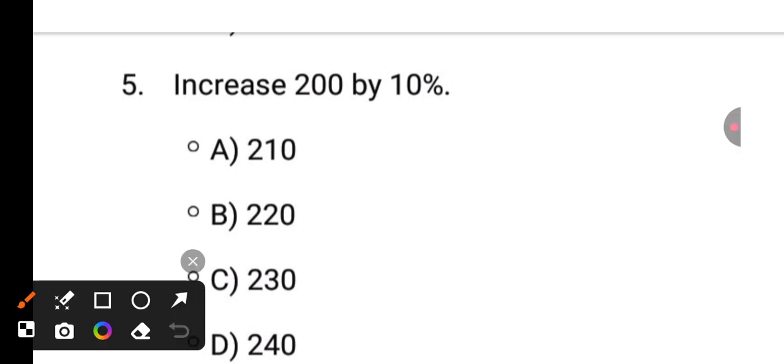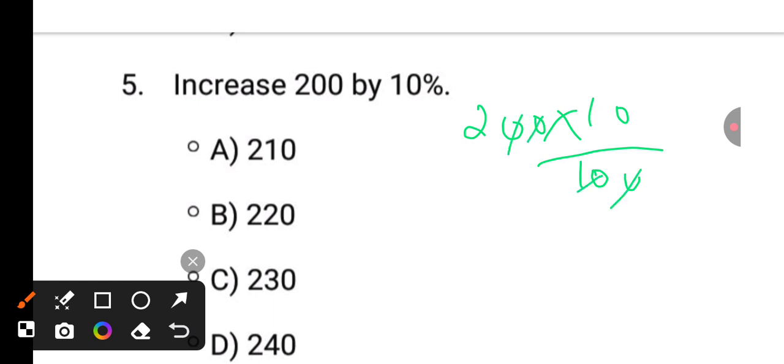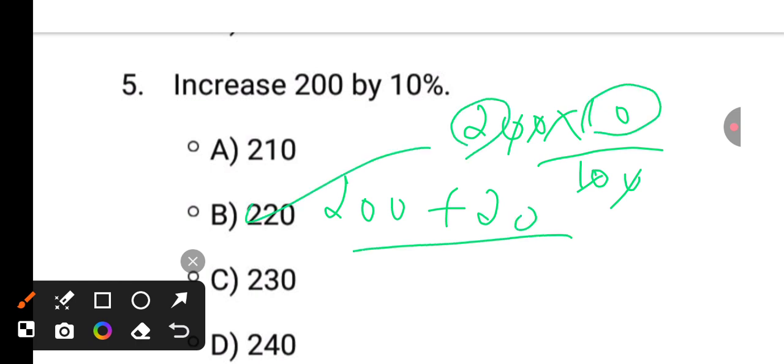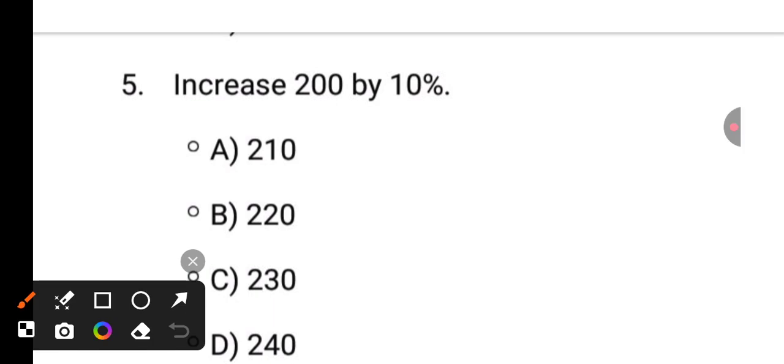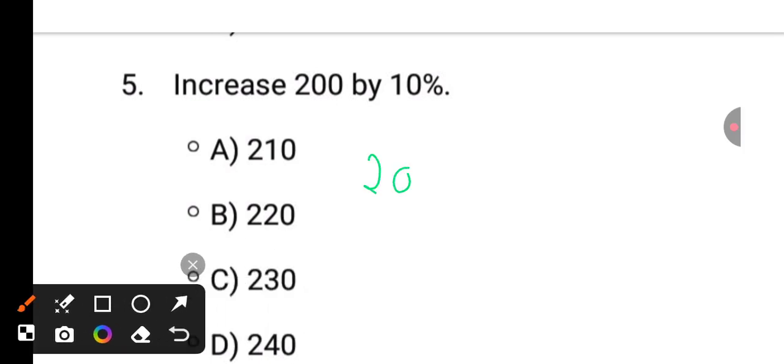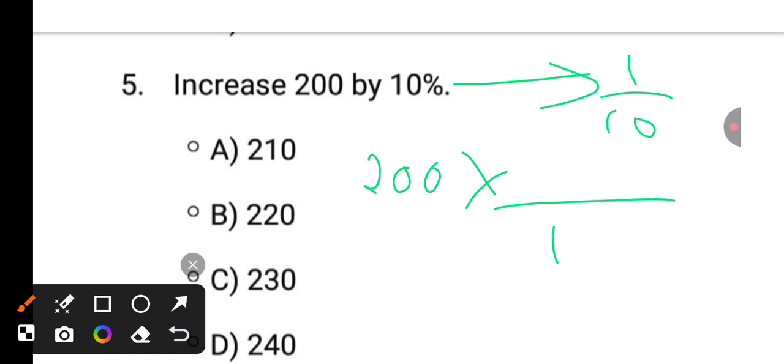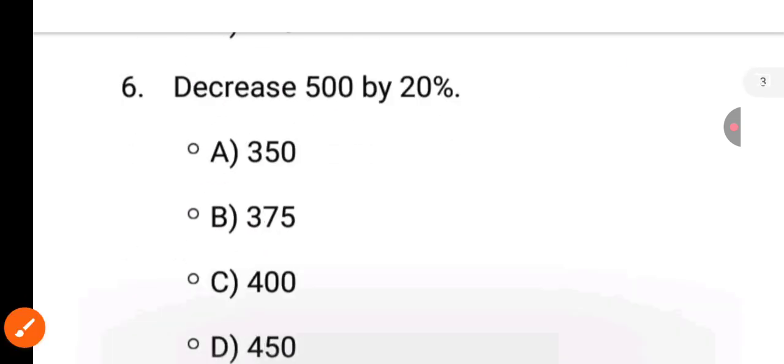Next, increase 200 by 10%. Okay, now first calculate what is 10% of 200, 10 by 100. It is 20. Okay, 10% value is 20. It means 200 plus 20, it is total 220. 220 is the answer. Next method, how to solve? See, it is 200. 10% value is 1 by 10. It means 10 becoming plus 1 means 11. Again it is the same answer.